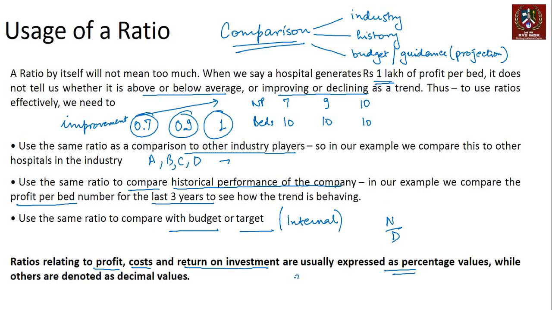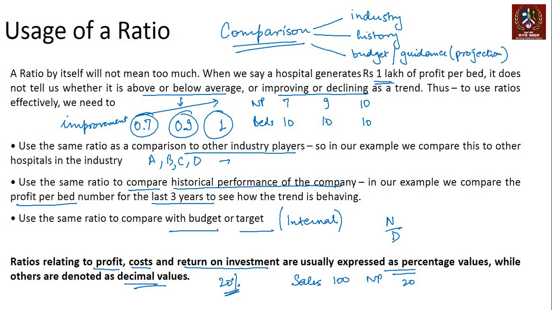So for example, if a company makes sales of 100 and a net profit of 20, this is represented as a 20% net profit margin, right? Other ratios are denoted as decimal values. So for example, 0.9 lakhs per bed, right? That's a decimal ratio that we have.